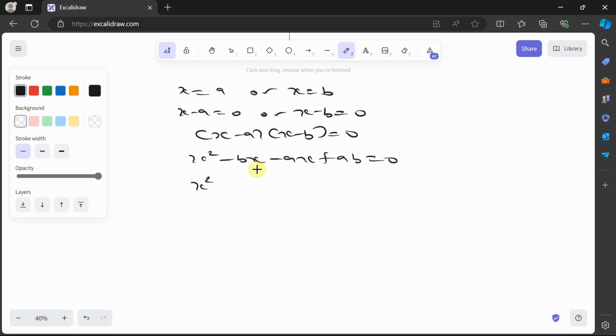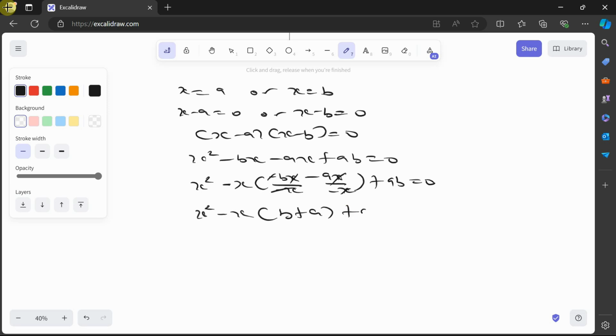So x squared, let's factor out from these two. What is common in these two? Minus is common and x is common, so this will be minus bx over minus x, then minus ax over minus x, then plus ab is equal to 0, right? This is x squared minus x open brackets, minus will cancel minus and x, this will be b. Minus divided by minus is plus. x will cancel x, so this will be plus a, plus ab is equal to 0. So you can see that it's the same thing.